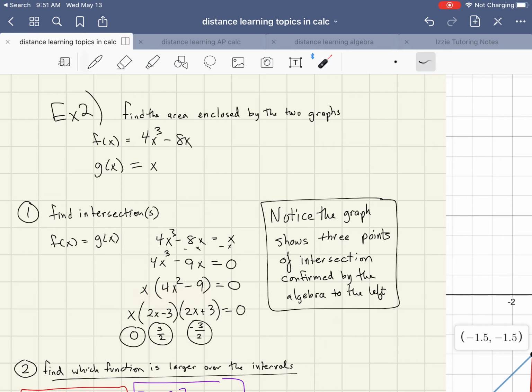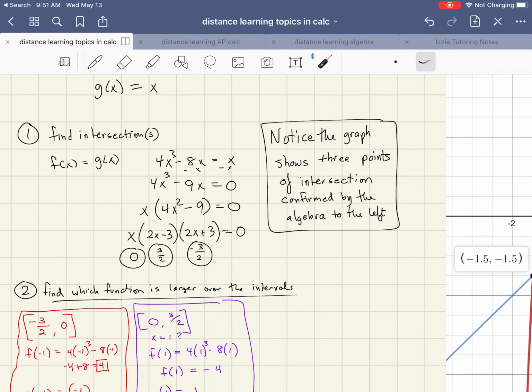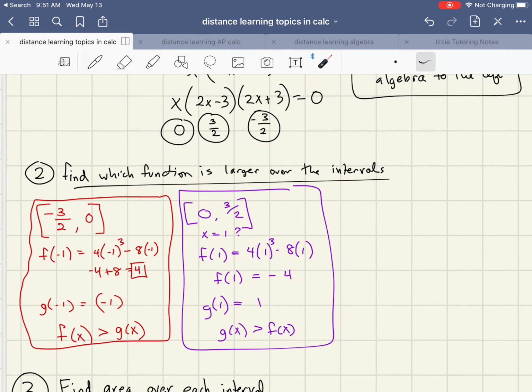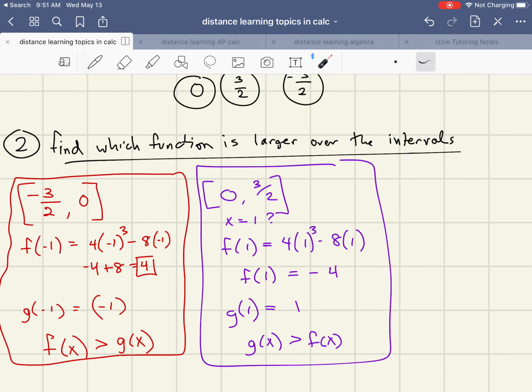Okay, and right here it says, notice the graph shows 3 points of intersection confirmed by the algebra to the left. So here's the algebra. I'll show you the graph in a minute. Again, showing you that we can do all of the work that we need to without the graph.